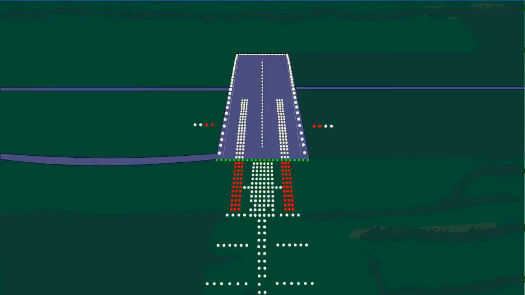ILS is used to provide guidance down to the pilot's decision height. If at the decision height the pilot does not have the specified visual references required to continue the approach and landing visually, missed approach action must be initiated.